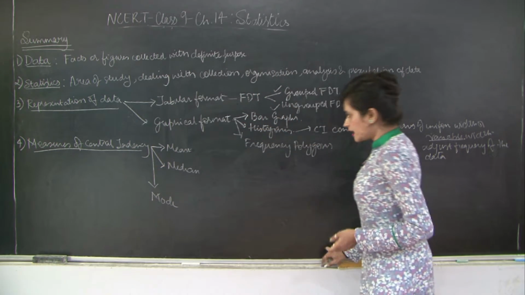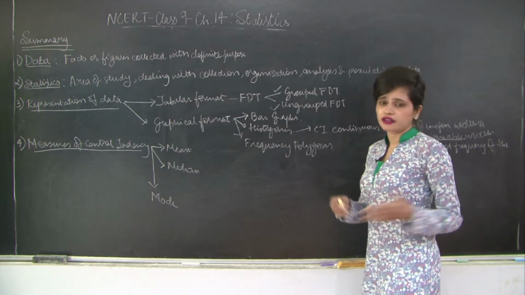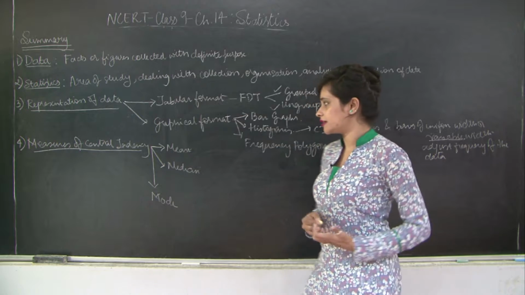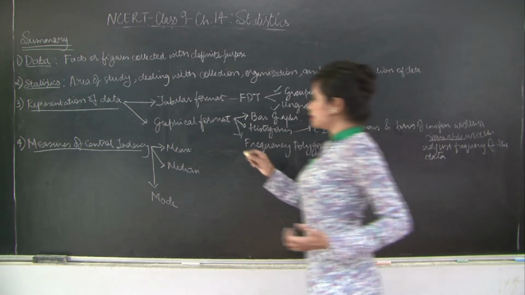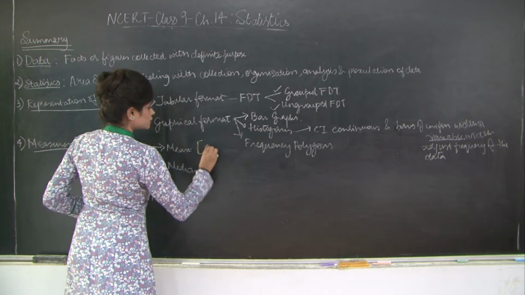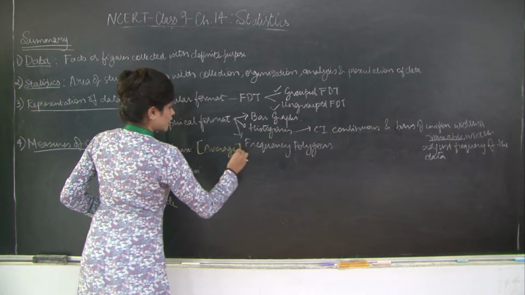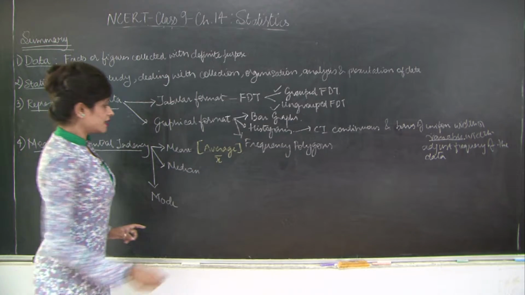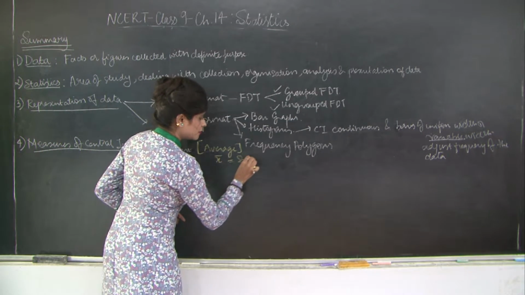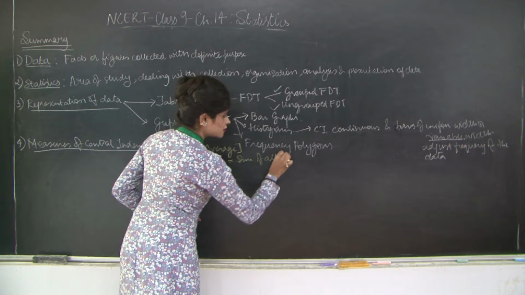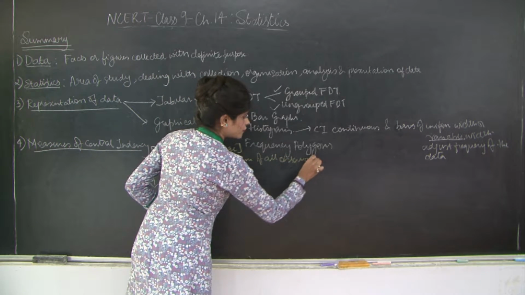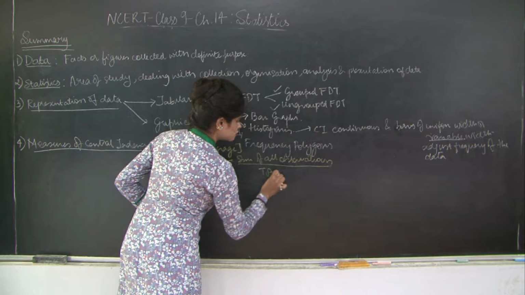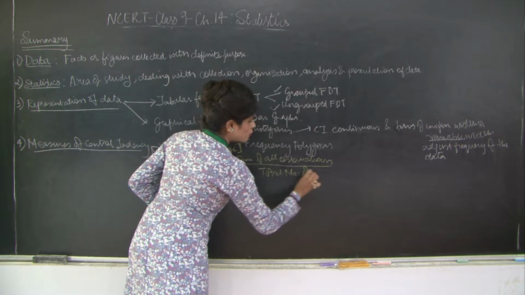But also to note that they cannot be used in almost all the cases, and sometimes we will be needing extra data. So let's see what is mean. Mean is nothing but average. It is denoted by x bar or any variable with a bar, and it is nothing but sum of all observations upon total number of observations.